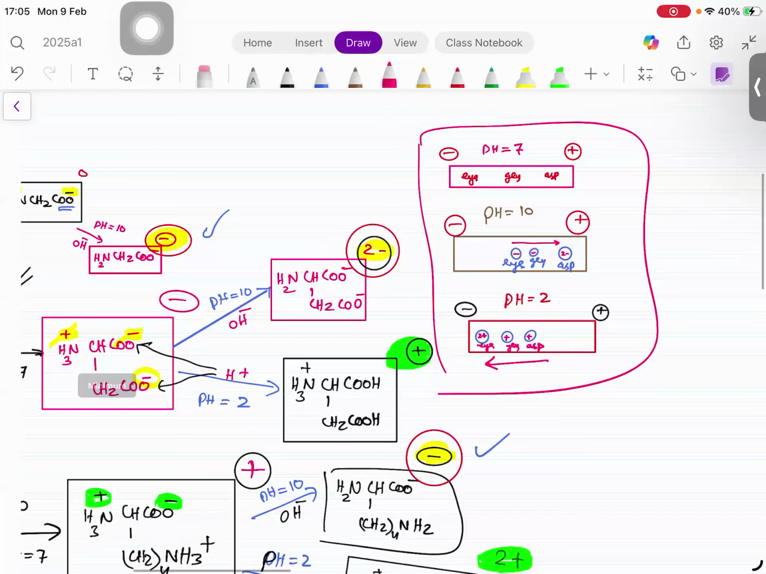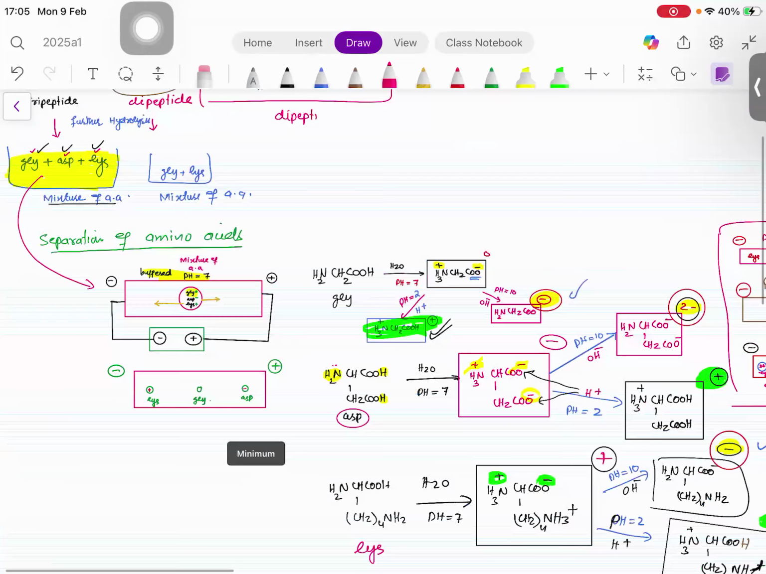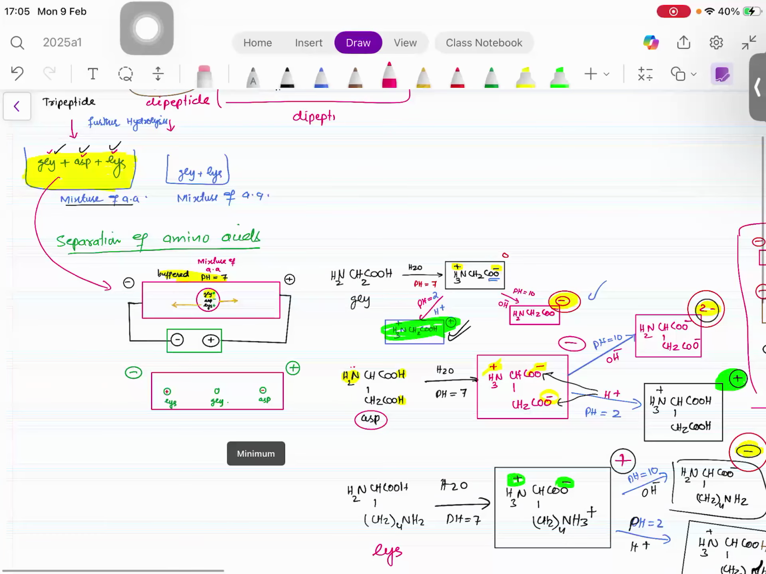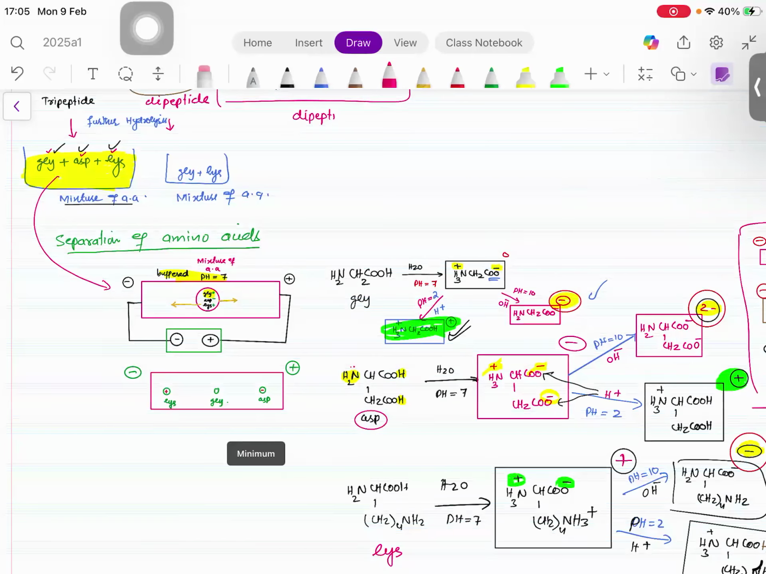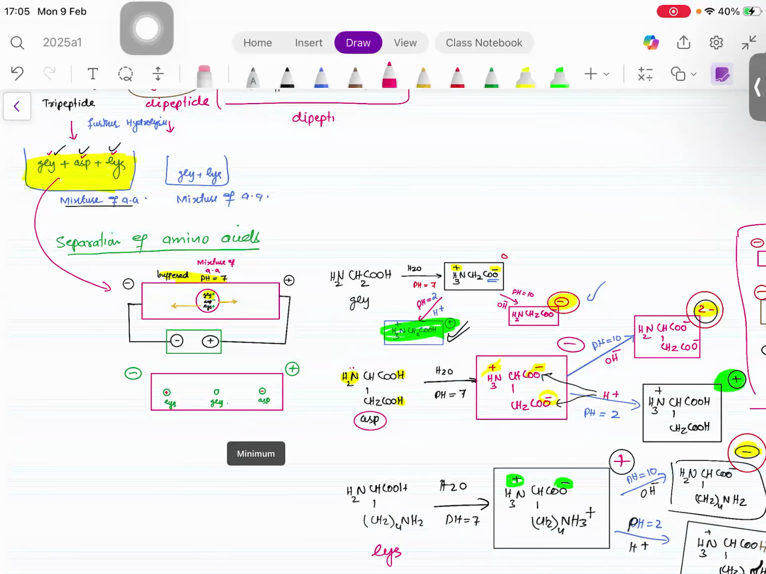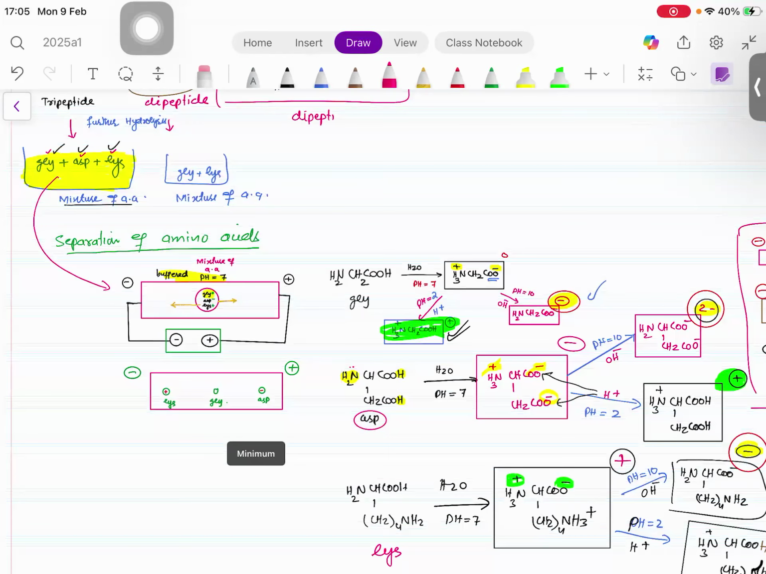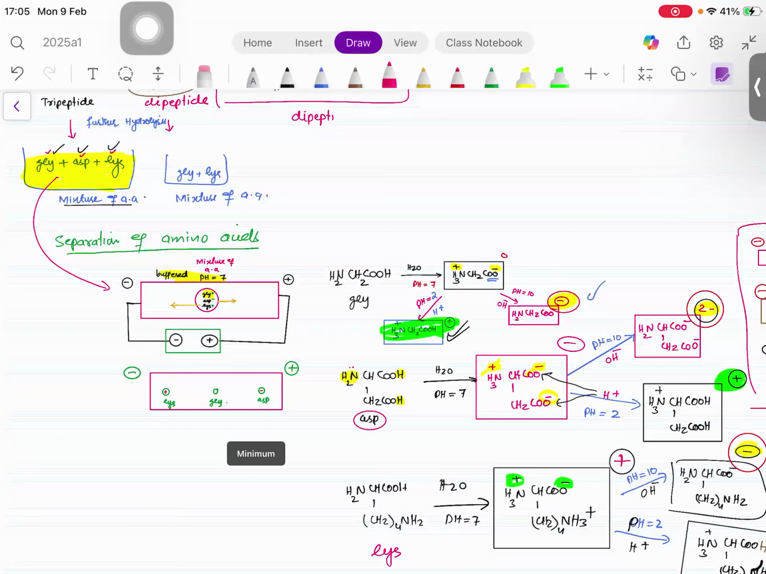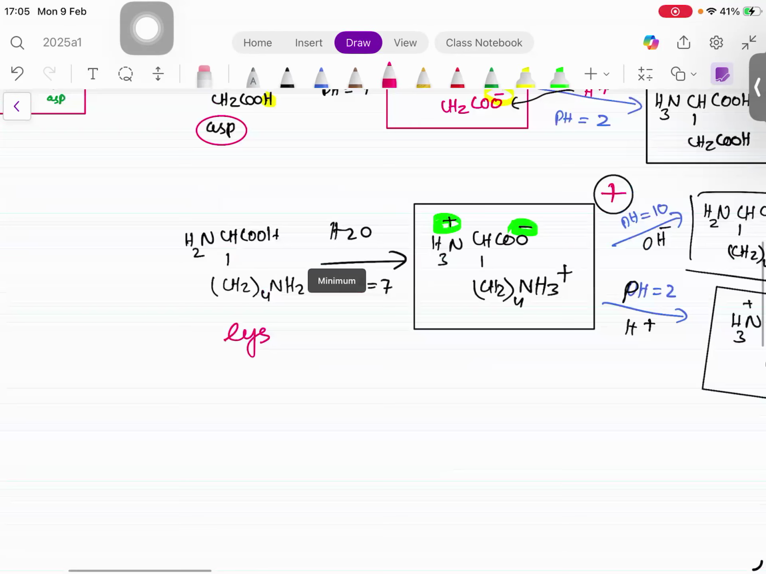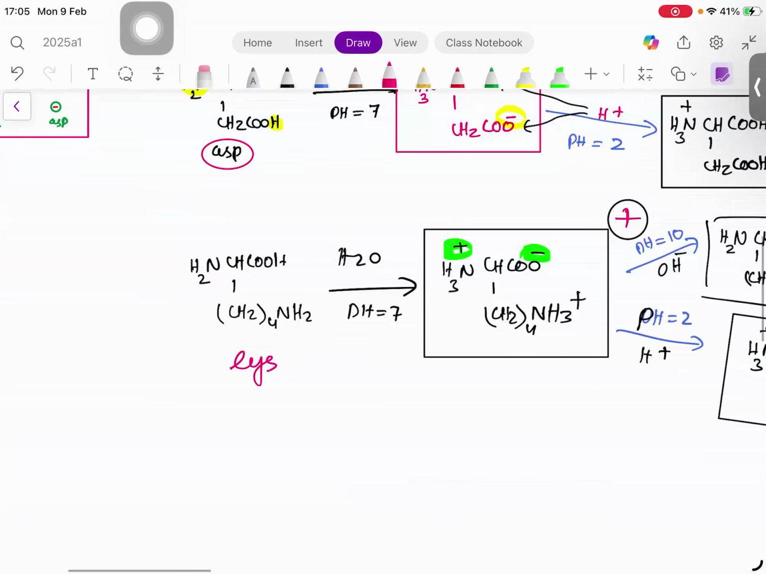So I hope you understood how the separation of amino acids is done using electrophoresis, and this phenomenon is known as electrophoresis, in which a glass plate is used, a potential difference is applied, and the difference of charge makes them move in different directions, and similarly their MR plays a role. Okay, so please write down electrophoresis. This technique is known as electrophoresis.